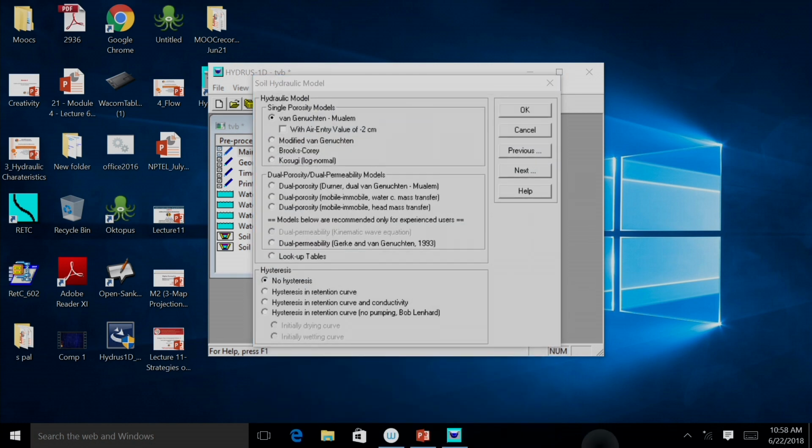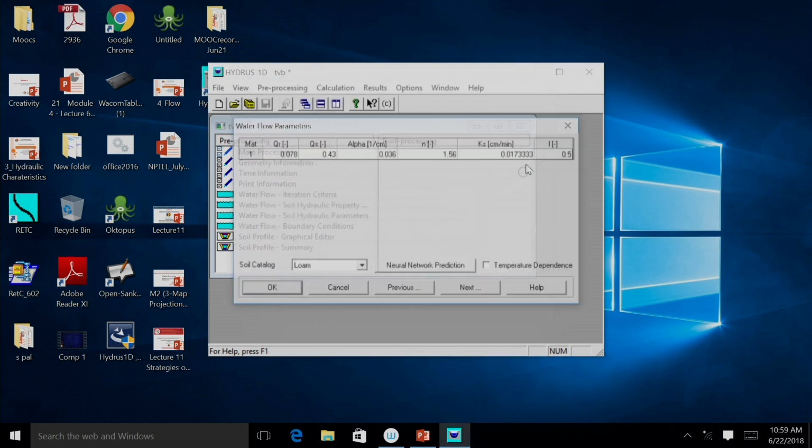If I go to next, here the choice for the hydraulic model is given. If you consider the single porosity model, you have Van Genuchten-Mualem, which we discussed in one of our lectures, and with an air entry value, if you enforce -2 centimeters, then the stability will be satisfied and it will be smooth, as mentioned in the manual. You also have modified Van Genuchten, Brooks-Corey and Kosugi models, and other dual porosity models, and you can consider hysteresis if you are considering the cyclic effect of drying and wetting.